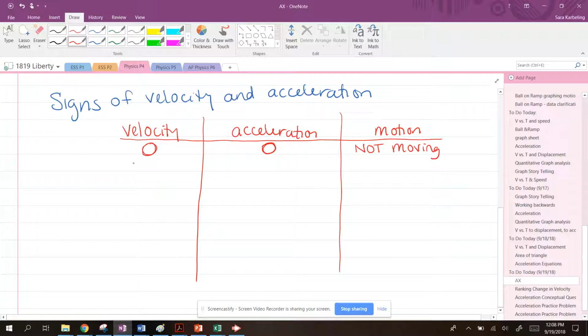So let's make it a little more exciting. If I have a positive or negative velocity and 0 acceleration, tell me about the motion of the object. Constant. It's moving at a constant speed or constant velocity, right?